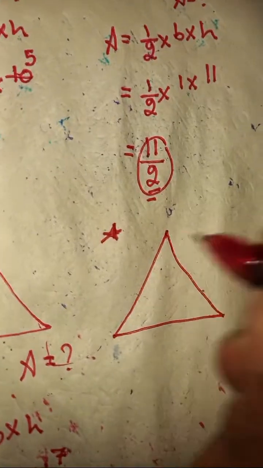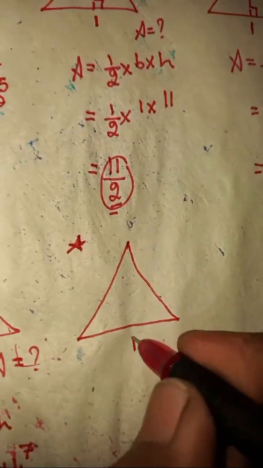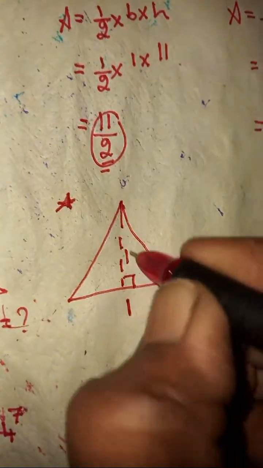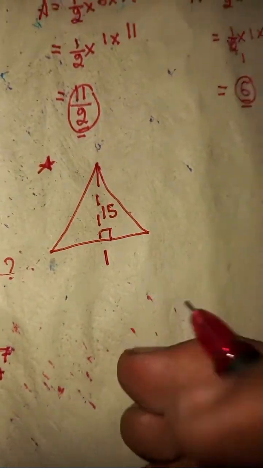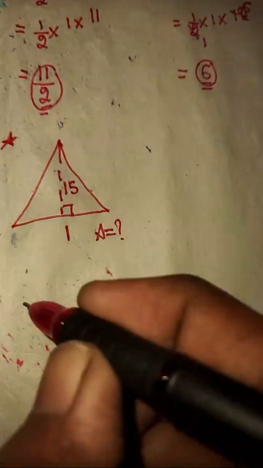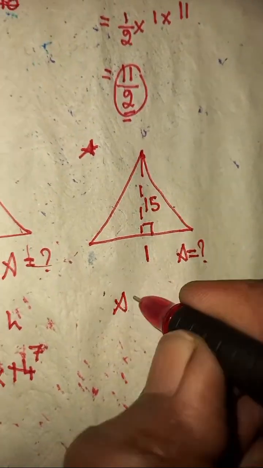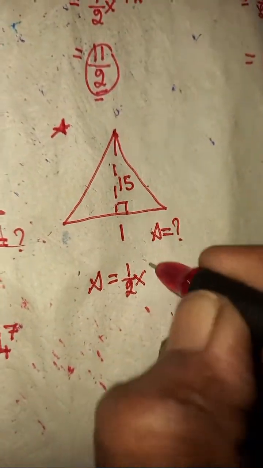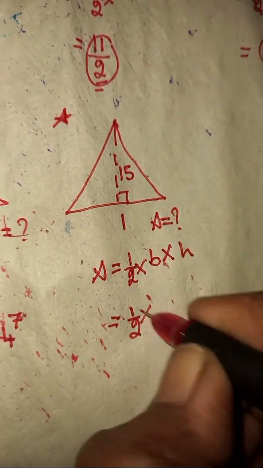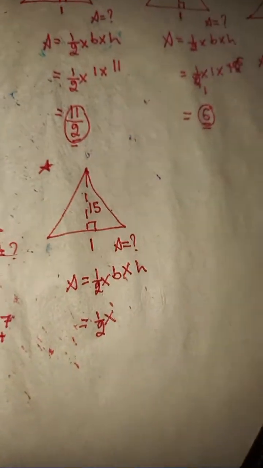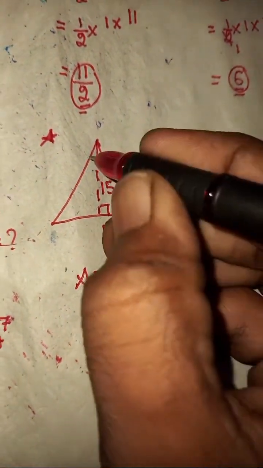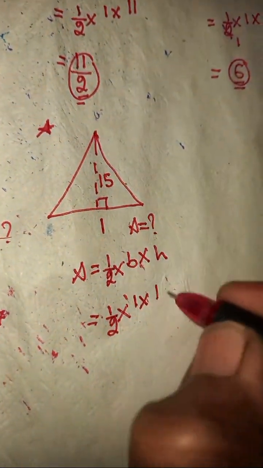In this triangle they have given that the base length is 1 unit and the perpendicular height becomes equal to 15 units. Now you're going to find what the area is. Here you can find the area. Area of this triangle is half times base times perpendicular height. Now you're going to get half times the base. Here the base is 1 unit times this perpendicular height, which is 15 units.